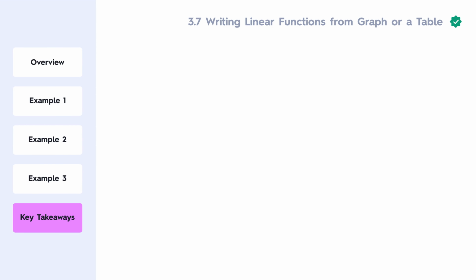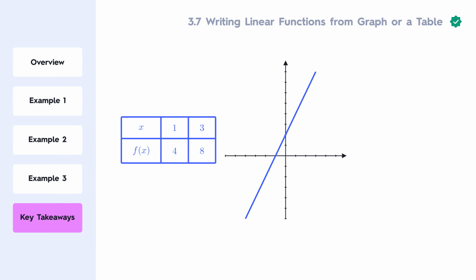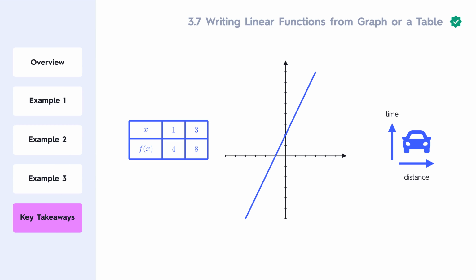Let's recap what we've learned today about writing linear functions from graphs and tables. Whether you're working from a graph, a table, or a real-world scenario, the process of writing a linear equation is the same. Identify key points, calculate the slope, and use that information to find the y-intercept.